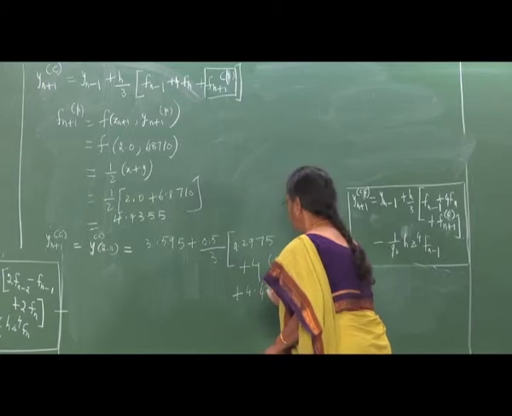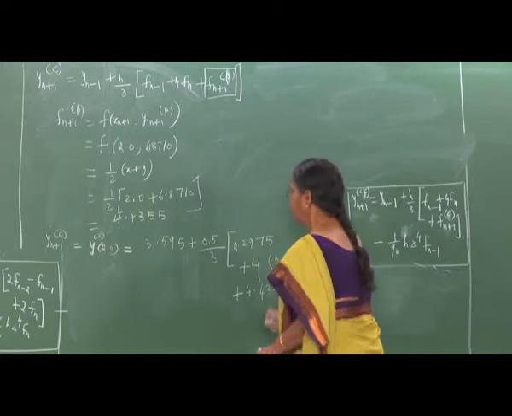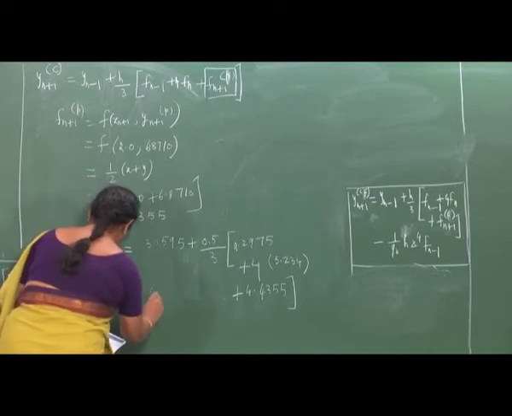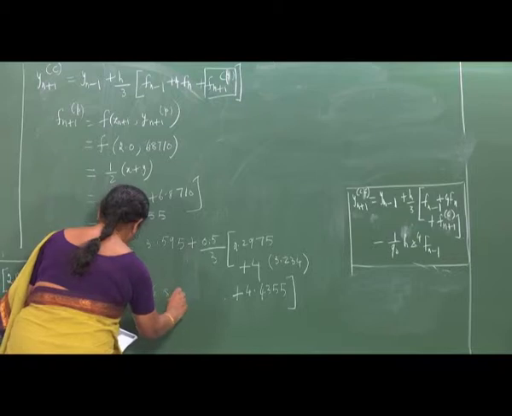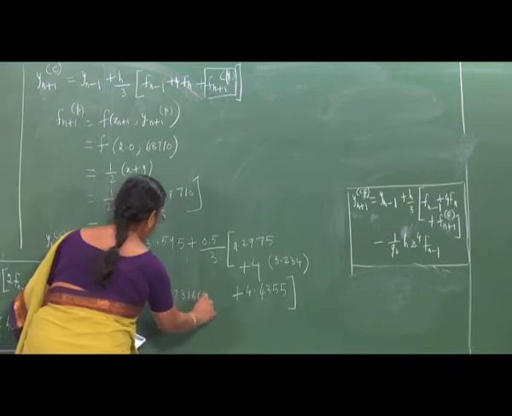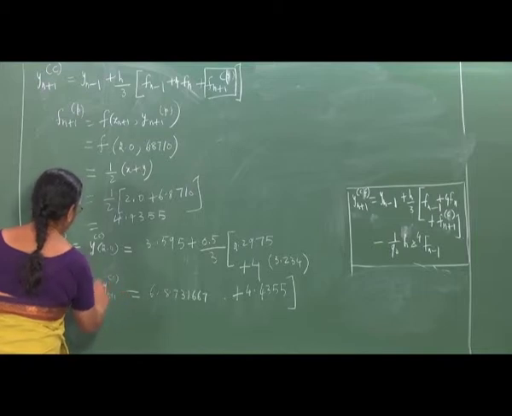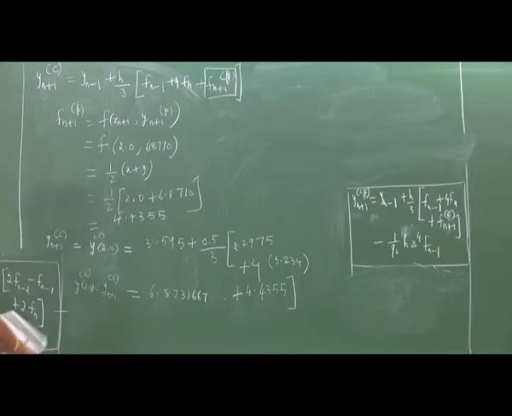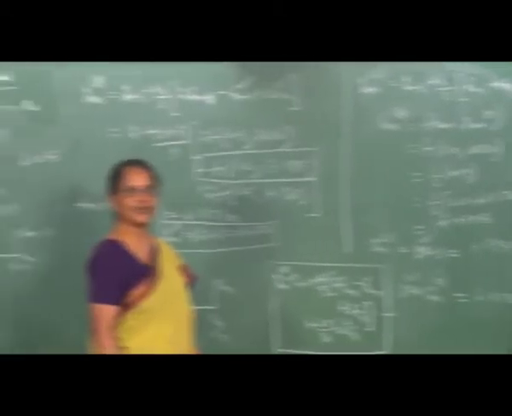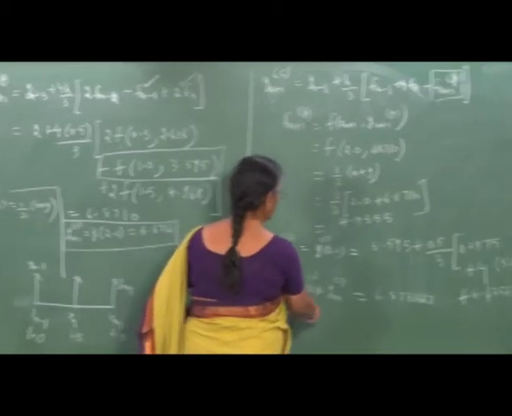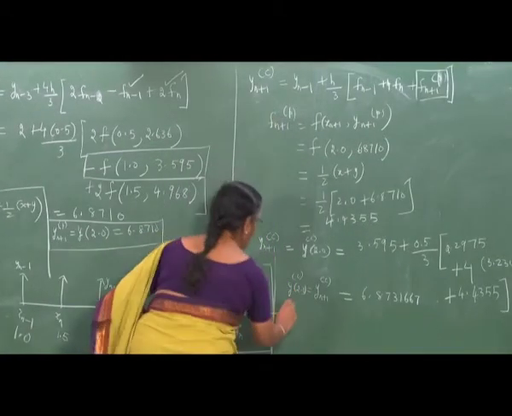So, 4.4355. So, simplify this and that gives you 6.8731667. So, this is the corrected value of y at 2. So, let us try to apply this corrector again and recorrect the solution and see how it can be done. Before doing that, what is the formula that we have to use?